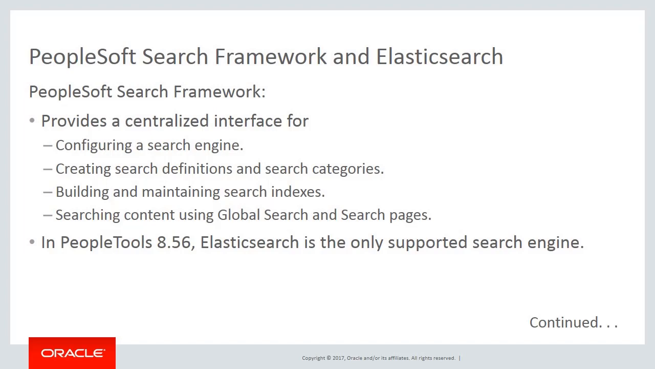In PeopleTools 8.56, Elasticsearch is the only supported search engine. As mentioned in the introduction, other search engines supported by PeopleSoft included Verity and Oracle SES, which are discontinued in PeopleTools 8.56. When you deploy the Elasticsearch search engine, the processes of creating queries, creating search definitions and categories, deploying search definitions and categories, and viewing search results are not changed. You can use the same search definitions and categories in Elasticsearch that you used in SES, but you need to build indexes for them.